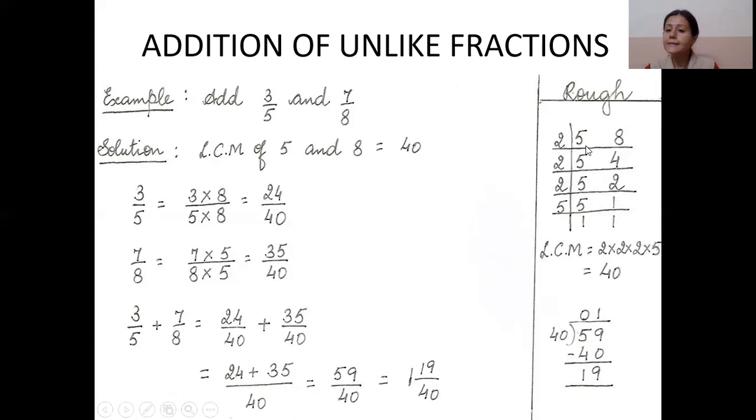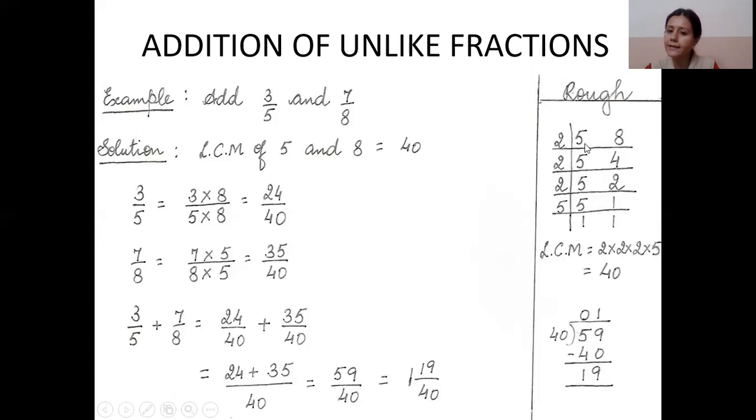How do we find the LCM, children? We go on dividing by the prime factors till we get 1 at the end. Now, your prime numbers are 2, 3, 5, 7, 11. So, first prime number is 2. Now, 5 is not divisible by 2. 8 is divisible by 2.